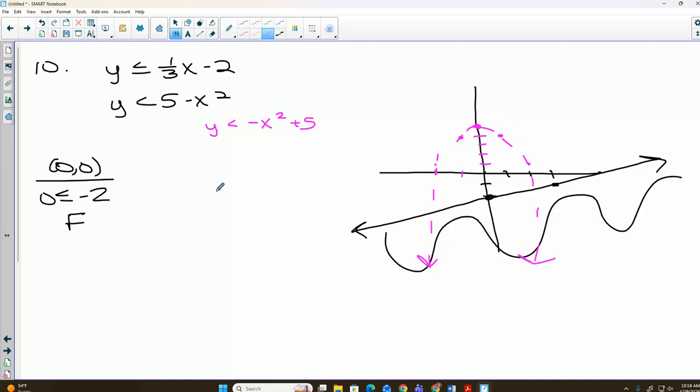Okay, if you try your test point, 0, 0, you get 0 is less than 5, which is true. So that means 0, 0 works, so we are shading inside our parabola. So my overlap is the inside of this parabola underneath the line. Fix any mistakes. Everybody should have a perfect study guide by the time we are done today. Questions on that one?